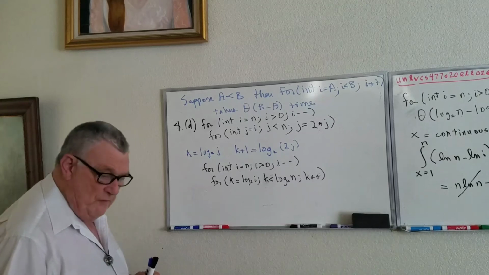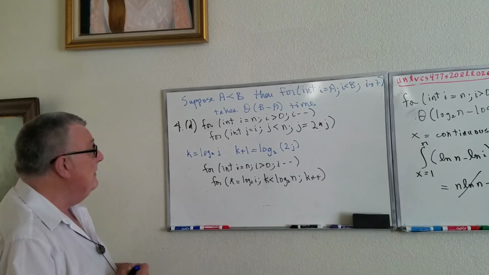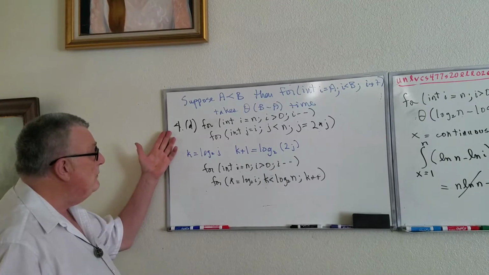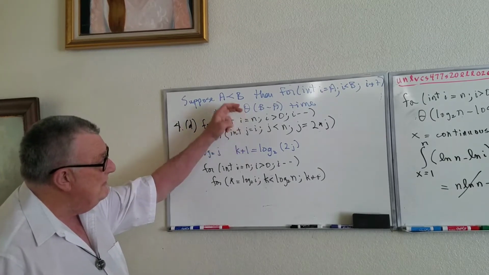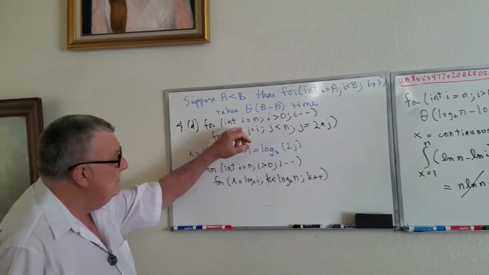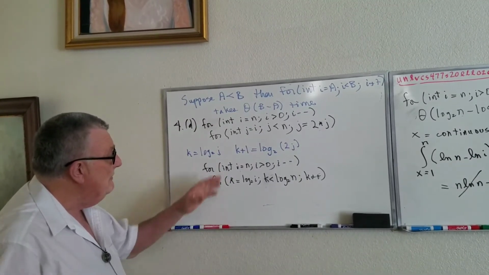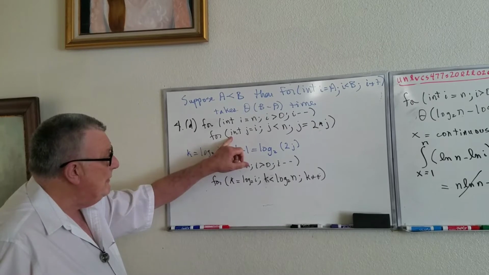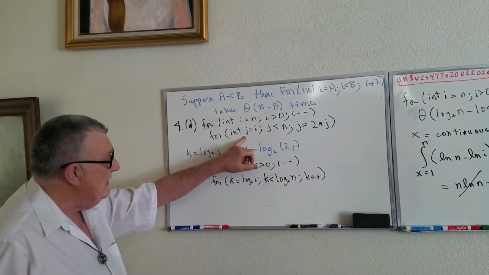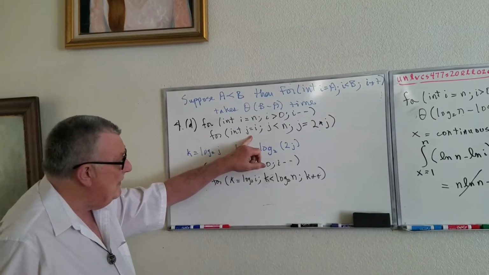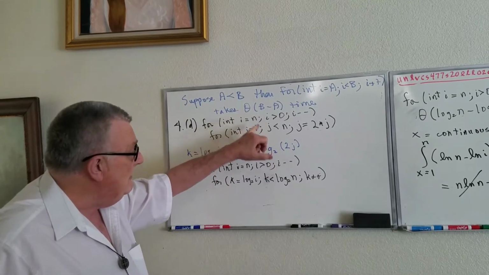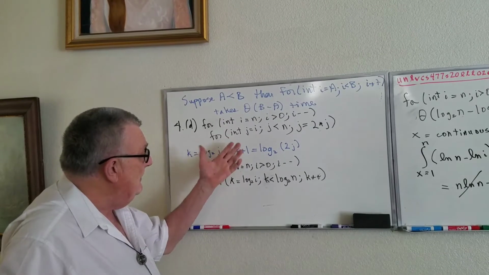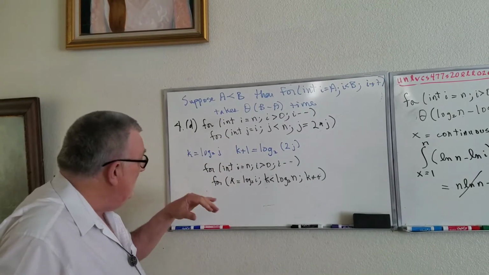Still going over the final exam. Problem 4D, as i goes from n down to 0, I mean, stopping at 1, then as j goes from i up to as far as n, but doubling every time. So this looks like n log n. Actually, it's not log n, you'll see.